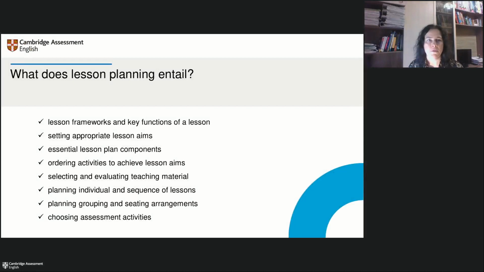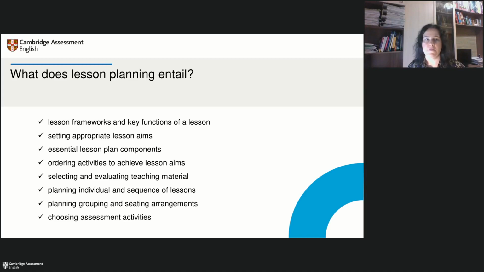So first of all, lesson frameworks. You mentioned staging, and staging will depend on the main aim of the lesson. Key function, why we are running this lesson, what's the main purpose. By setting appropriate lesson aims, actually, you are achieving already a lot. And you sort of clear it up in your head, what you need to do, how you can achieve it. You start thinking about that.